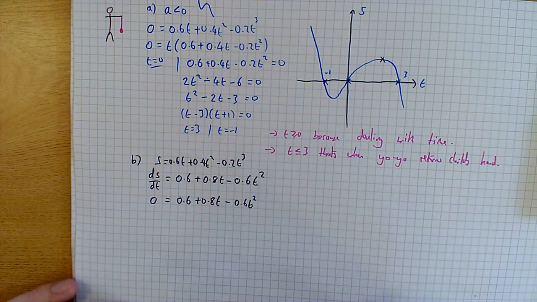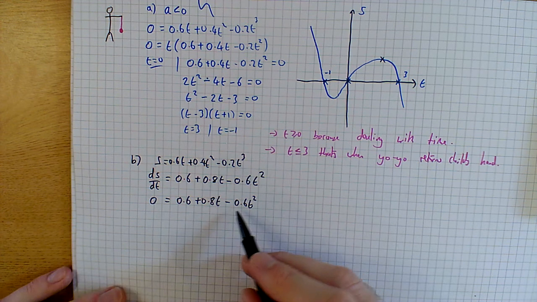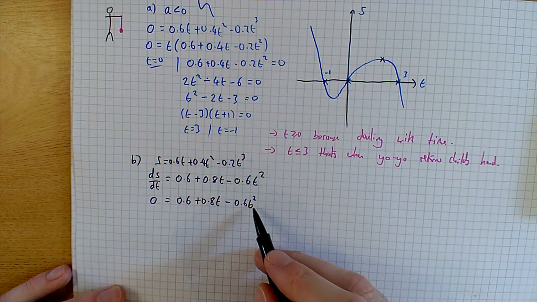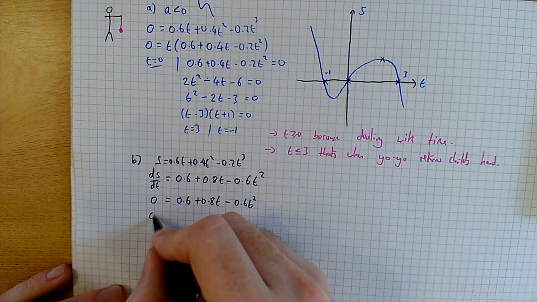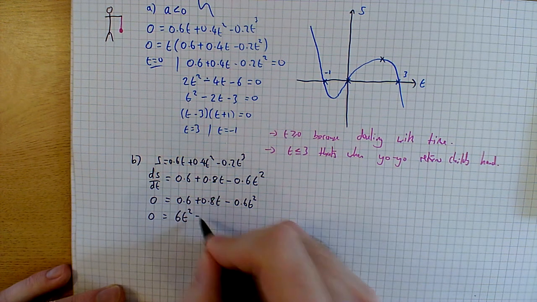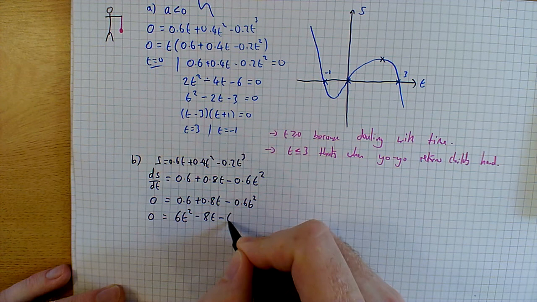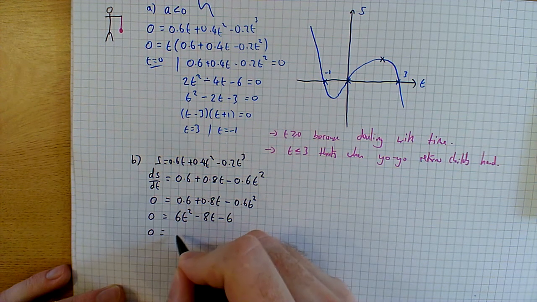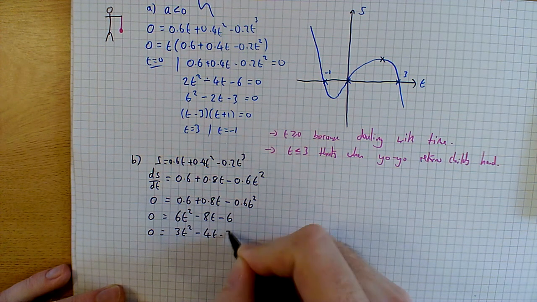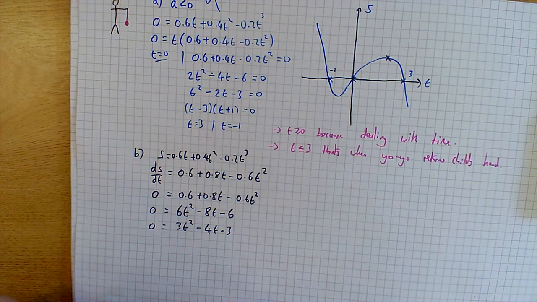And again I've got a quadratic, but it's not a particularly pleasant quadratic, so I'm going to times it by minus 10 again because I want to eliminate the decimals and I want to have a positive value of t squared. So this then becomes 0 is equal to 6t squared minus 8t minus 6. Then I divide by 2 as well because I can see I've got a factor of 2 and I end up with that quadratic.